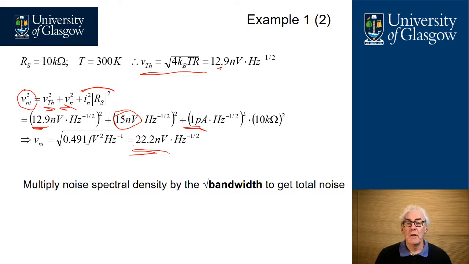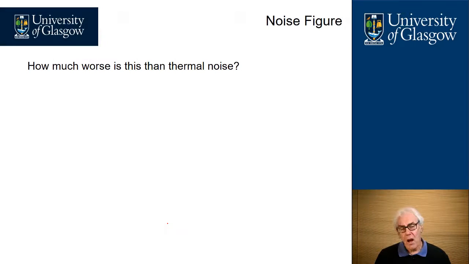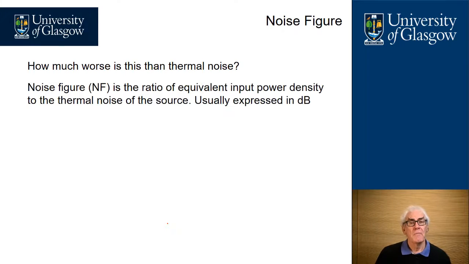In order to calculate what the total noise is and the total VNI, we multiply the noise spectral density, i.e. the value per root hertz, by the square root of the bandwidth, and that gives us a total equivalent noise input of 3.13 µV. How much worse is 3.13 µV compared with the thermal noise? Well, we've got all the figures now and we can do this analysis.